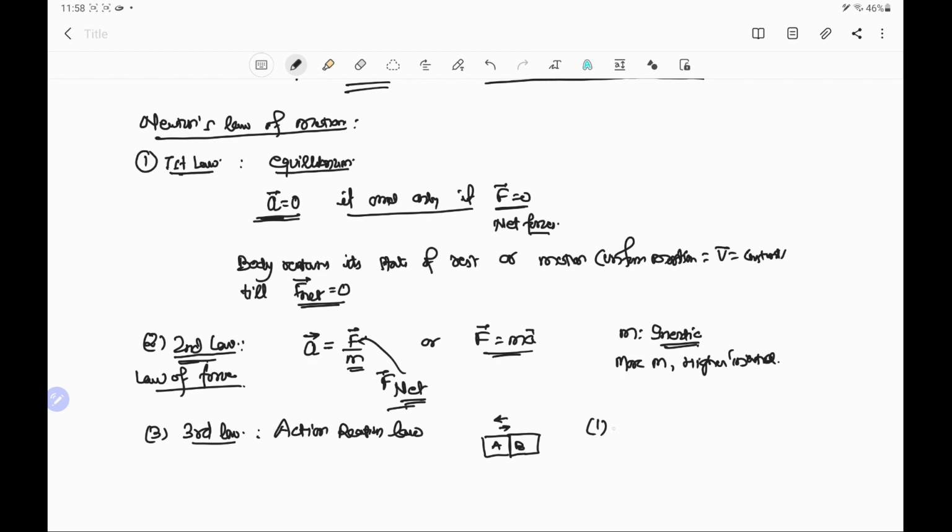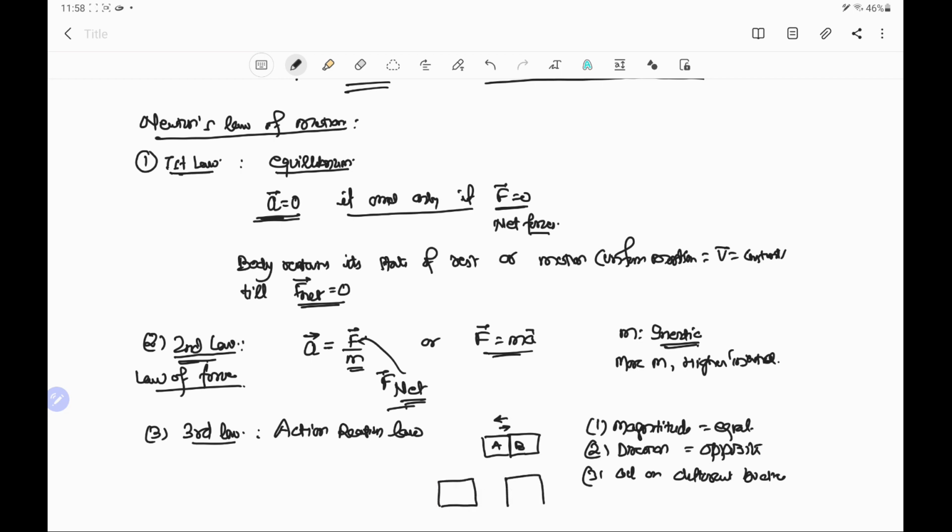So there are three important points related to this action-reaction law. One is the magnitudes of these action and reaction are equal. Second, the directions of these action and reaction will be opposite. And third, they act on different bodies which are in contact. That means action and reaction do not act on the same body.